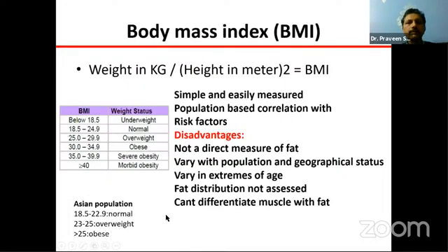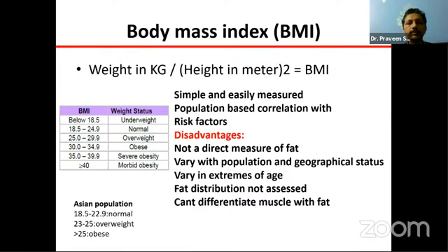First of all, let us see why we need to go for so many advanced tests for the assessment of fat, though we have anthropometric tests which are well validated over the years for the complications of obesity. The first and foremost is the body mass index, which is weight in kg divided by height in meters squared. It is very simple, easily measured, population based, and it has been shown to be associated with other risk factors and the complications of obesity.